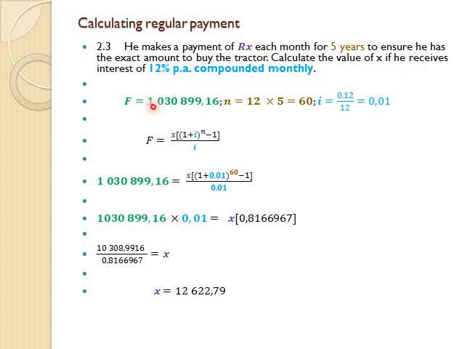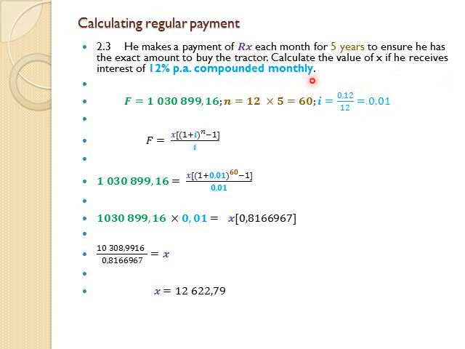So he needs 1,030,899 rand 16 cents to buy a new tractor. Time period is 5 years, but it's compounded monthly, so 5 times 12 gives me 60. Interest 12% divided by 100 gives me 0.12. Compounded monthly, divided by 12, gives me 0.01.